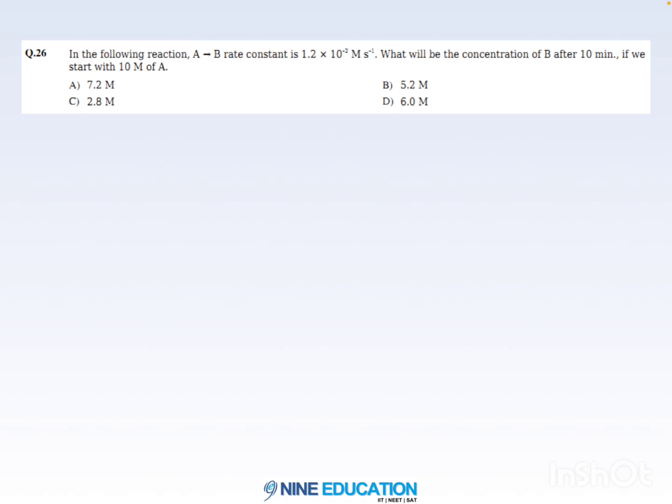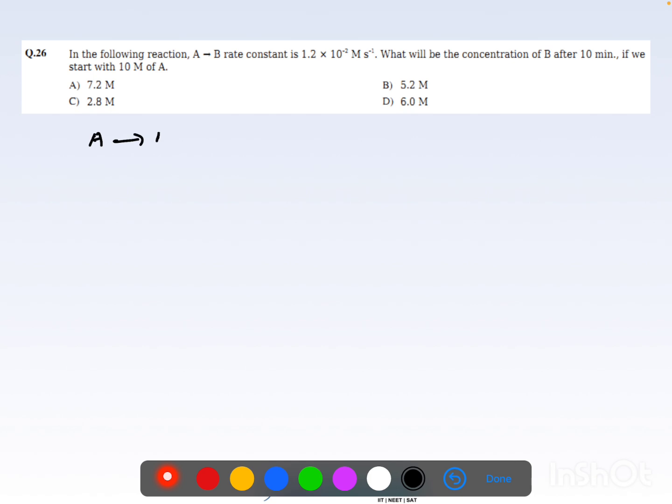So in this first question, it is given A giving rise to B and the rate constant K is given as 1.2 into 10 to the power minus 2 molarity per second. So from the units we can understand that it is a zero order reaction.